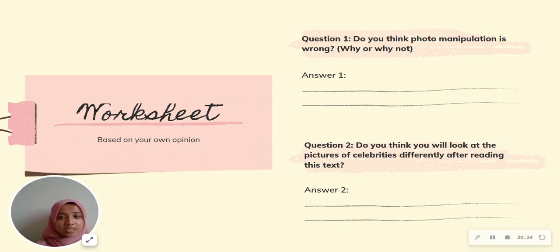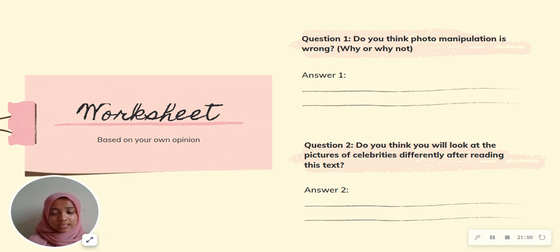Here in the worksheet we have two questions. What I want you to do is give your own opinion regarding the questions. The first question is, do you think photo manipulation is wrong? Why or why not? You can give your own opinion. In this worksheet, we do not have an exact answer; we made it an open-ended question. So it can be any answer from you because it is based on your own opinion. People might have different opinions regarding this.